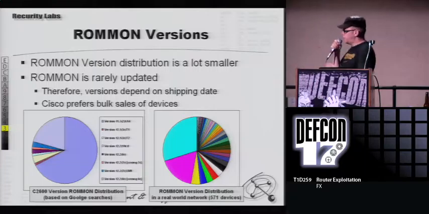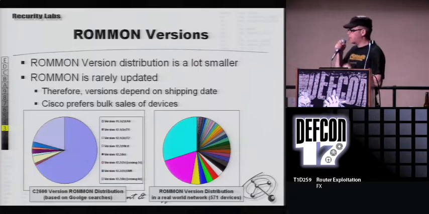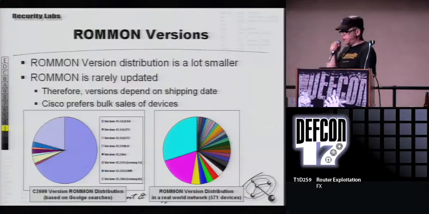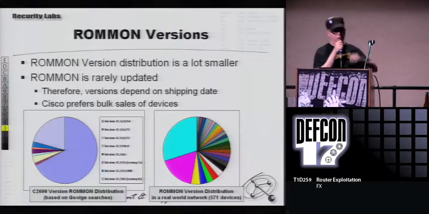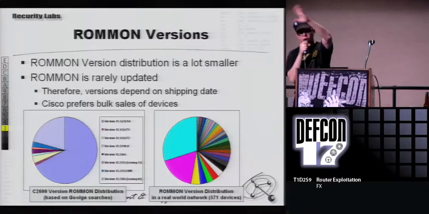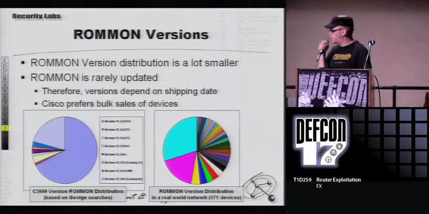What you see on the right is a real-world network, a larger real-world network. And this is all the versions that there are, but it's over all the device classes, like from access switch up to big boxes. And no, I'm not going to tell you where I have that from.